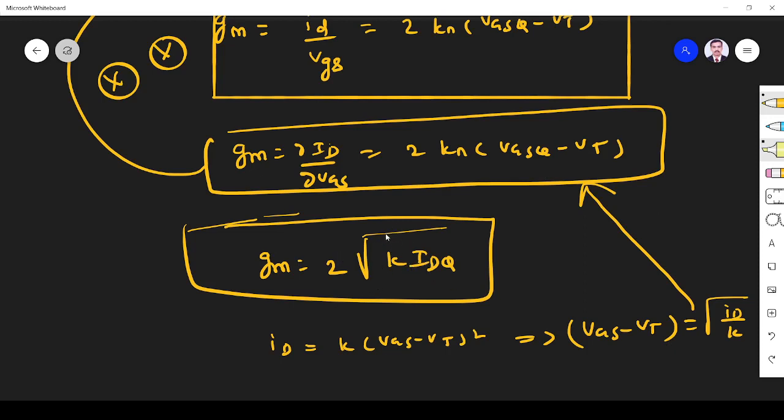So this is very, very important. Of all the equations, this is one of the important equations, and this is another important one. So A, this is B. These two equations are very important. Okay, fine.